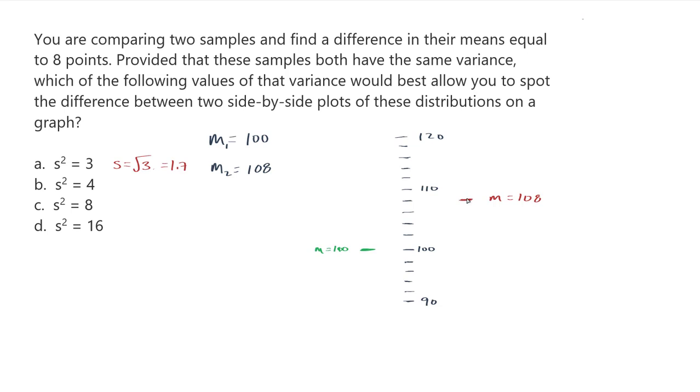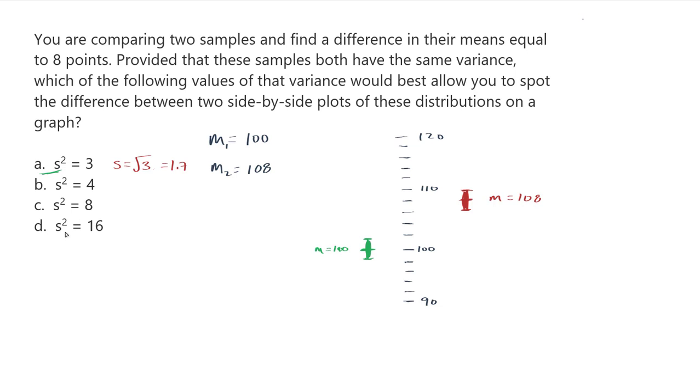So 70% of the scores are going to be within one standard deviation, within 1.7. Remember, these are about 2. So here's my distribution if I have a variance of 3, or standard deviation of 1.7. Same thing over here for my other distribution. Now, comparing these side by side, you can see that they don't overlap in any way. They're very far from each other. This one is way down here, this one is way up here. That's if I went with A.